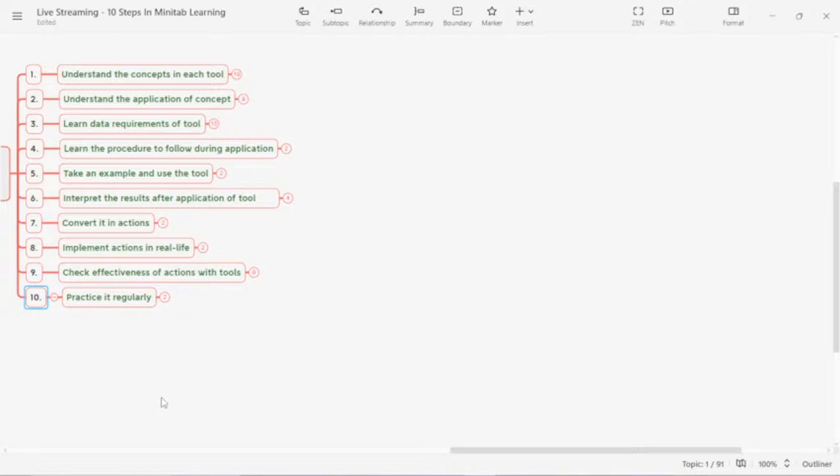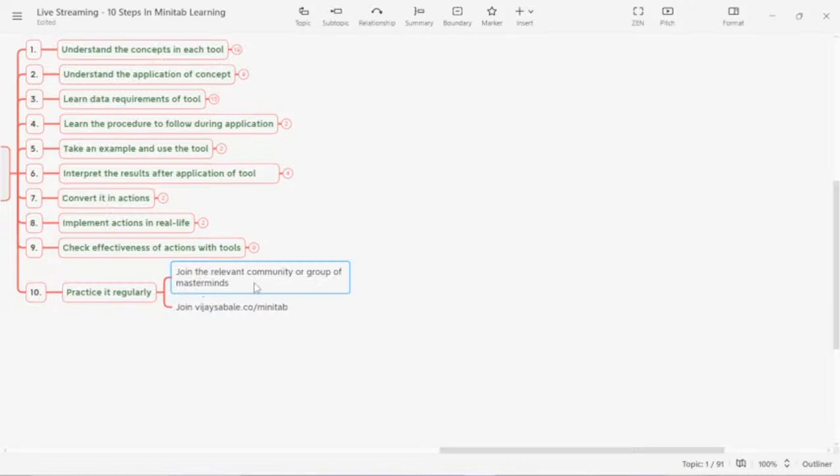And the step number 10 is practice it regularly. Whatever you learn from step number 1 to 9, if you are not going to practice it regularly, it will not be useful, and everything is going to vanish after some time. Now what is the solution for this? The solution is to join the relevant community or group of masterminds, and out of that I am explaining one of the methods.